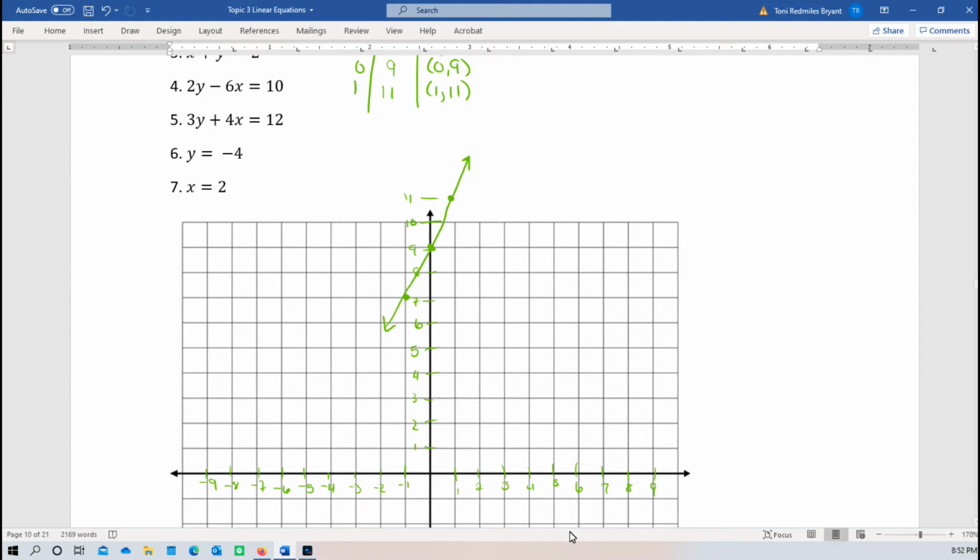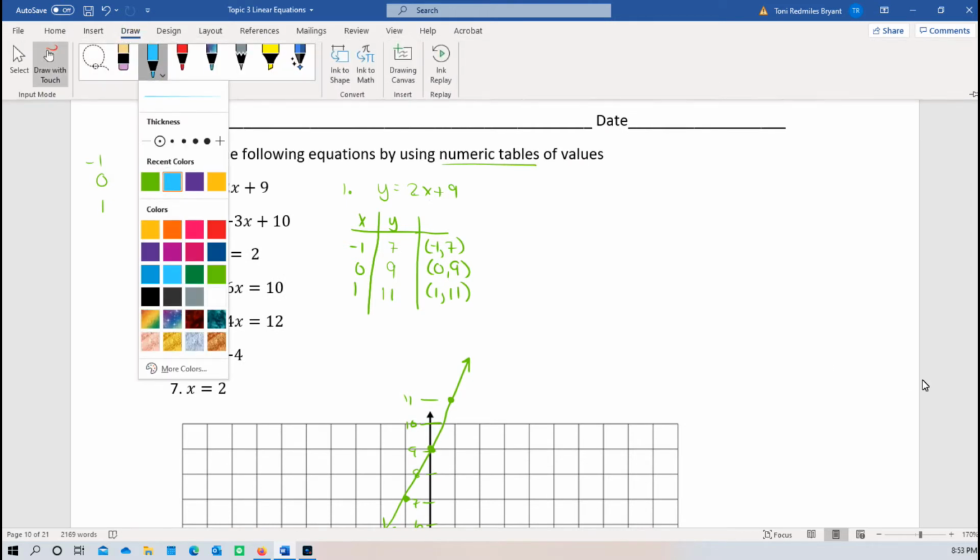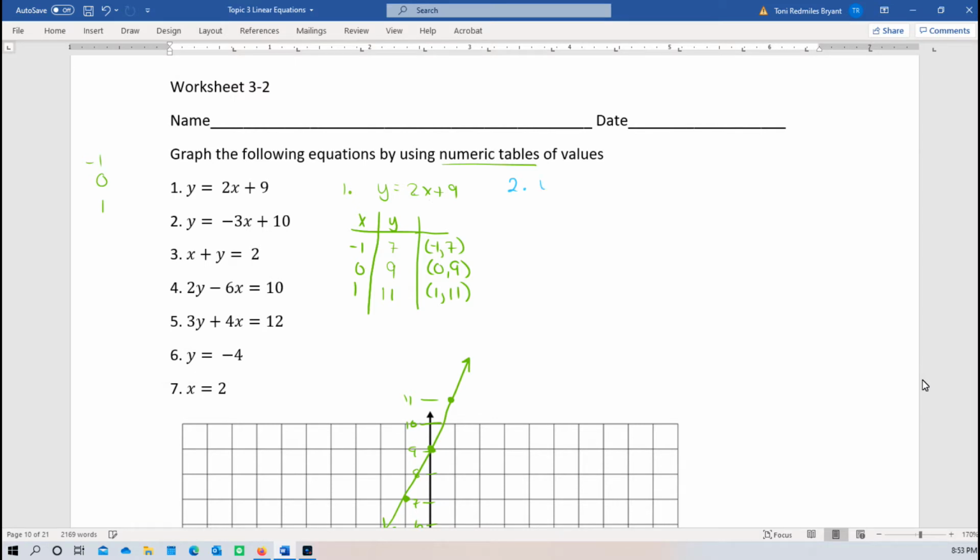Now let's do equation number 2. We're going to put values in for x, we're going to get y's out, and then we're going to write their ordered pair. So we're going to put the same stuff in. So -1: -3 times -1 is going to be +3, plus 10 is 13. We put a 0 in for x. 0 times -3 is 0, plus 10 is 10. If I put 1 in, -3 times 1 is -3, plus the 10 is going to be 7.